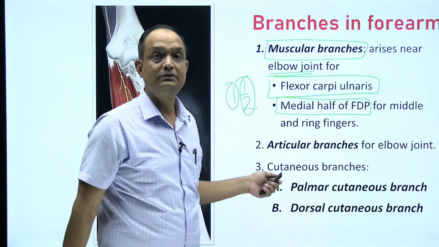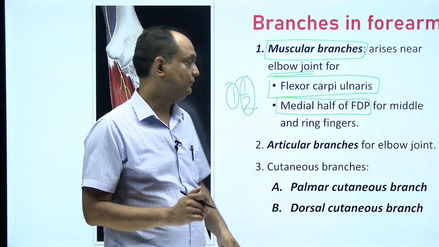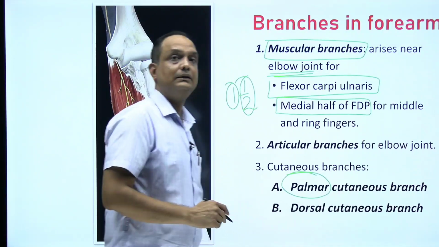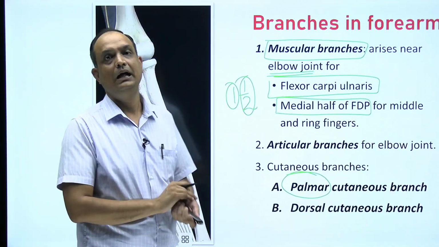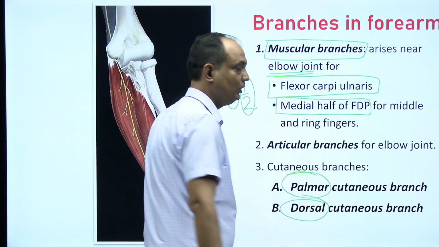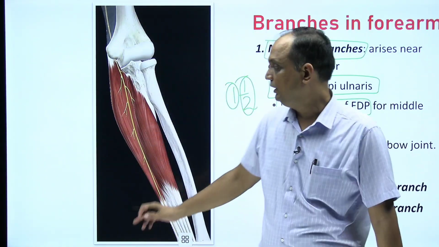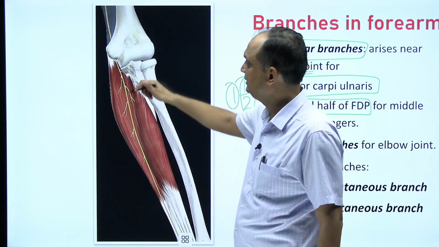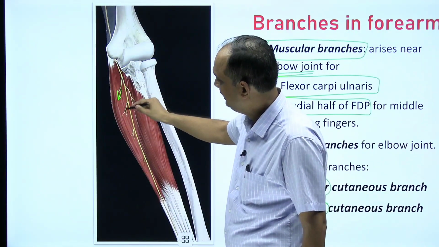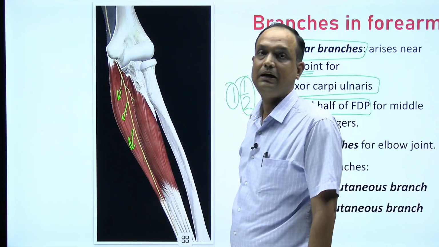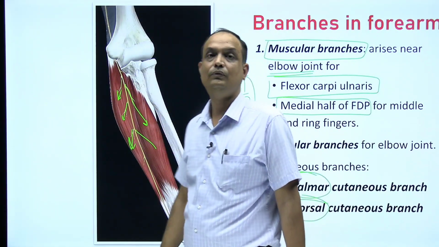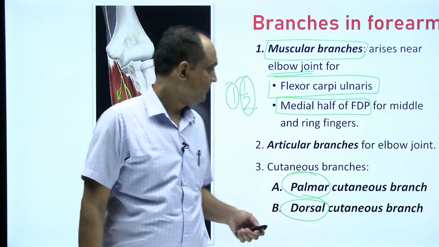But these two cutaneous branches in the forearm are not arising in the upper part, they are arising in the lower part, and these are known as palmar cutaneous branch and dorsal cutaneous branch. Now in this diagram you can see that this is the whole ulnar nerve, and the ulnar nerve is supplying the flexor carpi ulnaris, and some of the branches are supplying the flexor digitorum profundus.